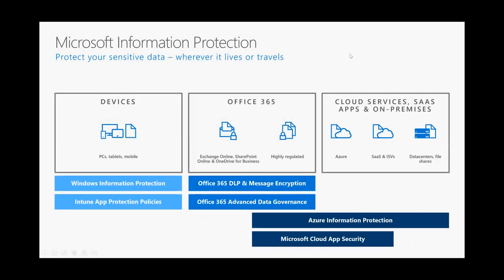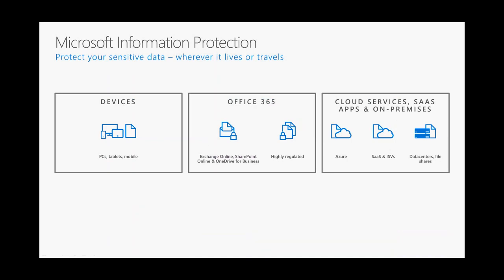Next slide, Mike. MIP is an umbrella, Microsoft Information Protection, with multiple different products that help us achieve this for Microsoft customers, right from Windows with Windows Information Protection, Office 365 with Office 365 DLP and message encryption, the one we saw, and then Azure Information Protection and MCAS completing the story for your hybrid organization across the board. Next slide, Mike.